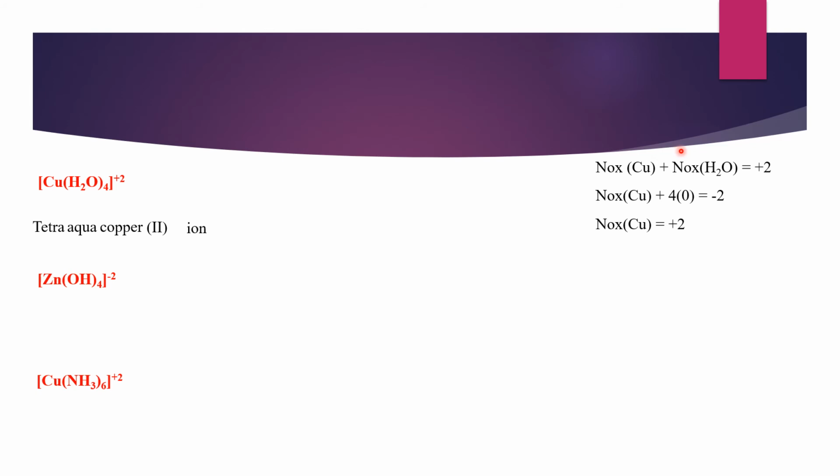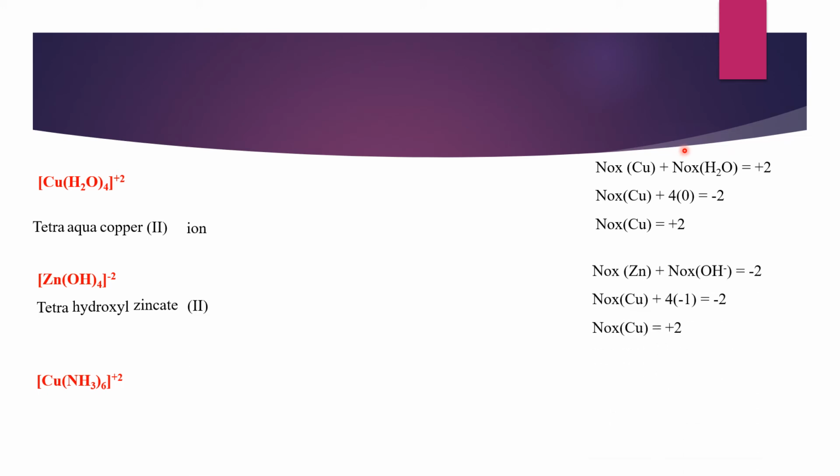And then we look at the next one, which is zinc. The ligand here is OH minus, and there are 4 of them. So we say tetra hydroxyl zincate, not zinc, zincate. You have to add the ATE. Oxidation number of zinc, okay, which is +2, and the word ion.